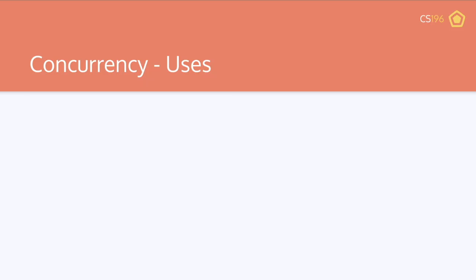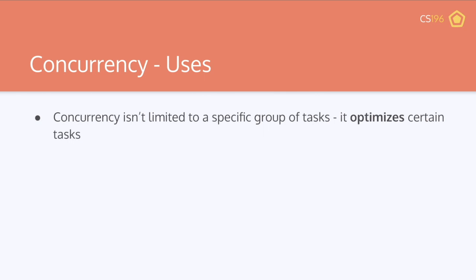So finally, I want to talk about uses for concurrency. To start off, concurrency really isn't limited to specific group tasks. It optimizes certain tasks. And honestly, anything you can do concurrently, you can do linearly too. But concurrency does help us in many ways because it speeds up tasks that would otherwise take a long time.